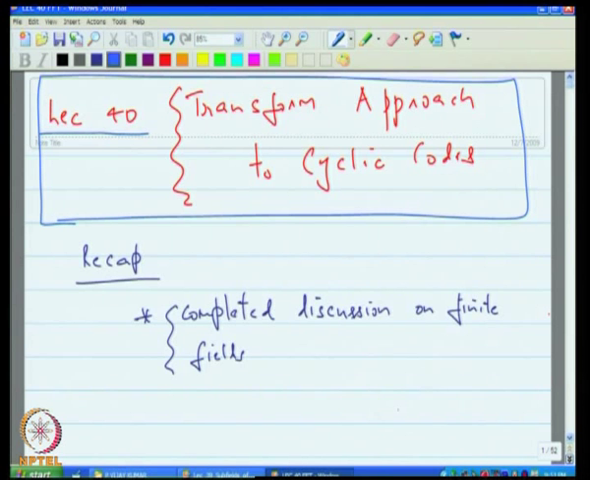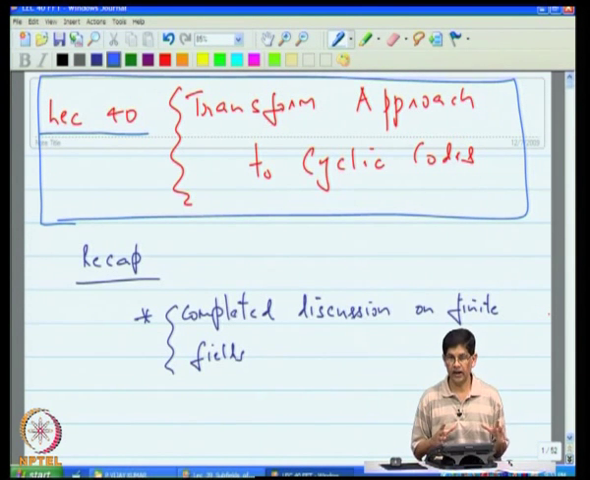So the title of today's lecture is a transform approach to cyclic codes. What that means is that we worked very hard in trying to understand finite fields, because that is the mathematical background you need to be able to understand cyclic codes, and now finally we have reached that point where we are ready to start studying the codes themselves.